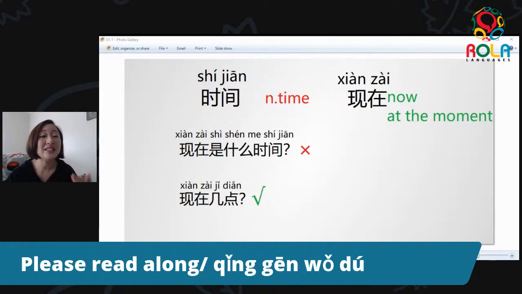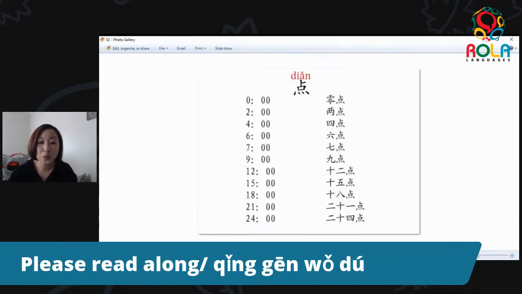So 现在几点 is the right authentic way for Mandarin speaking people to ask about time. Don't forget about that. Since we're talking about 点, let's learn a little bit more about it. Like I said, 点 as a noun can mean a point or a dot. If you've learned a little Mandarin, you will know 一点 or 一点点 means a little bit, a tiny bit. I think we've even talked about that before.